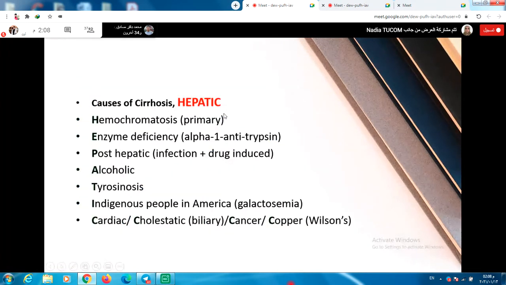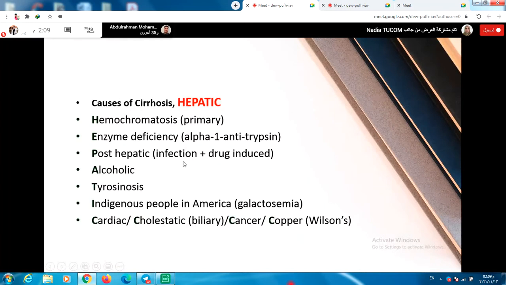There is a special summary to remind you about the characteristics or causes of cirrhosis: hepatic. Hemochromatosis, especially the primary type, primary hemochromatosis, enzyme deficiency, alpha-1 antitrypsin, and other inborn errors of metabolism seen in the previous list.